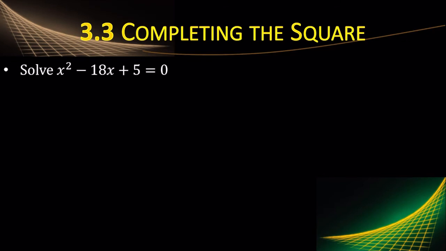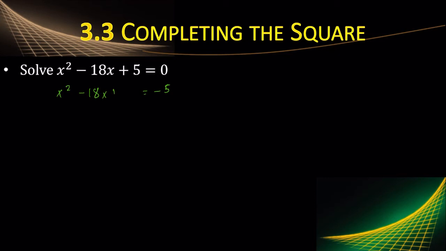All right, let's solve this problem by completing the square. I'm going to start by getting rid of the 5, so we'll subtract 5 from both sides. And then we make sure it's 1x squared, which it is, so we don't have to worry about that. So next, let's complete the square.